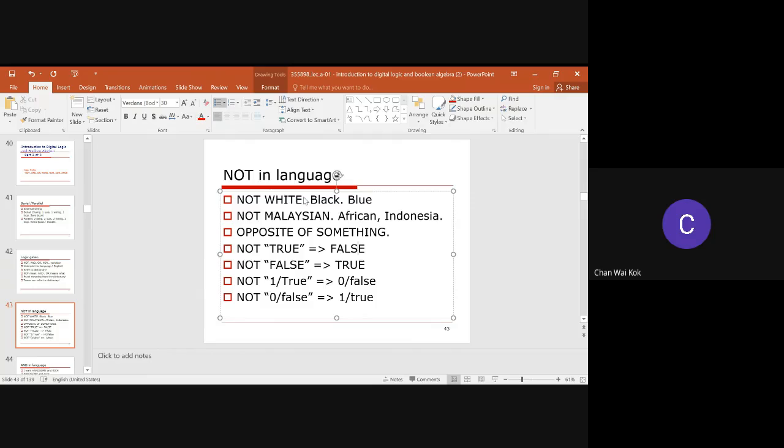Opposite of something. If it's not true, it is false. If it's not false, it is true. If it's not 1, it will be 0. If not 0, it will be 1. So normally, when we talk about a digital system, we only talk about zebra, black or white. It's true or false. Okay, no in between. Just remember that we are not talking about fuzzy logic. We're talking about zebra. You only see 2 colors, black and white. Okay, nothing else.